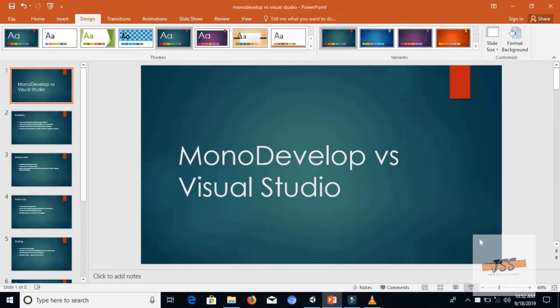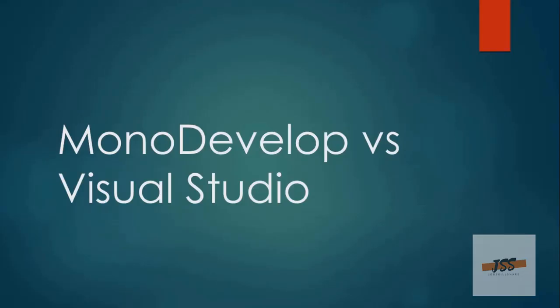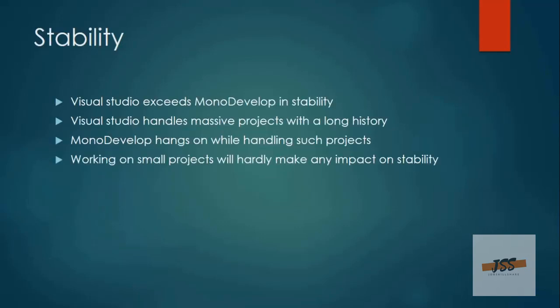In this lecture, we are going to discuss the pros and cons of Visual Studio and MonoDevelop, and we will discuss which one we should choose as a new developer. In terms of stability, Visual Studio clearly takes the lead. Visual Studio has the capability of handling massive projects with a long history. On the other hand, MonoDevelop is not good enough in this regard. It hangs in there, but working on small projects you won't see much of a difference.